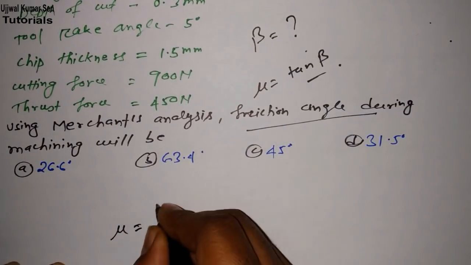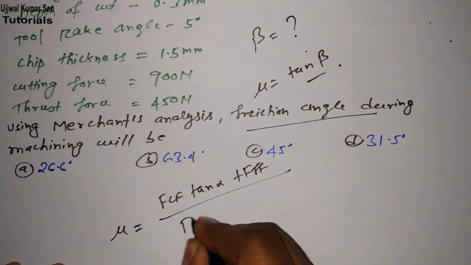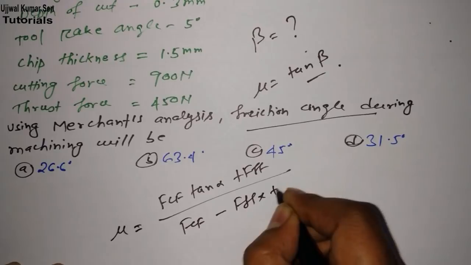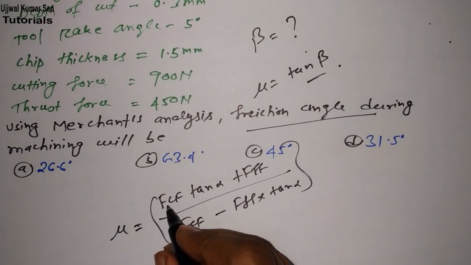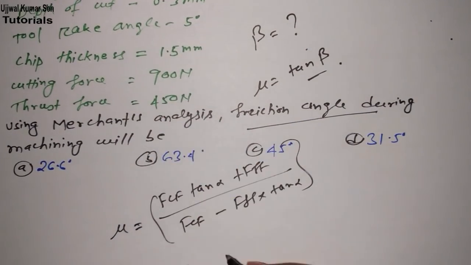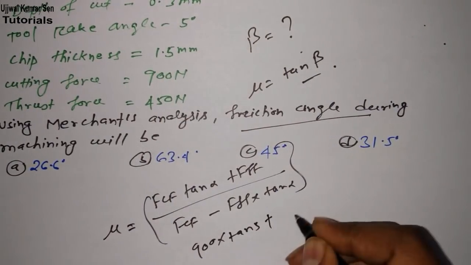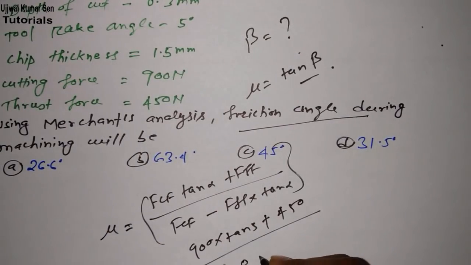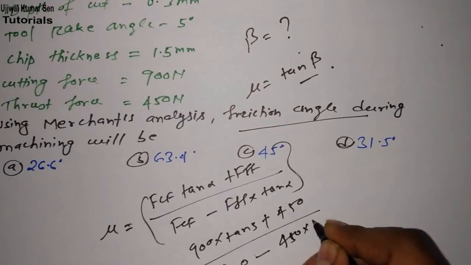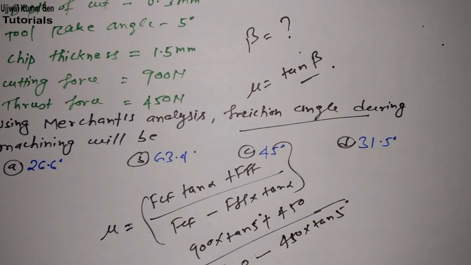Mu is equal to what I have shared with you: cutting force times tan alpha plus feed force, divided by cutting force minus feed force into tan alpha. Right now I don't want to write very slowly because I have already written slowly a couple of times, right? So friction force is equal to how much? That is cutting force 900, rake angle is how much? Tan 5 plus thrust force, also known as feed force, okay, so 900 minus feed force into tan 5 degree. Right, so after calculation, let me calculate first.